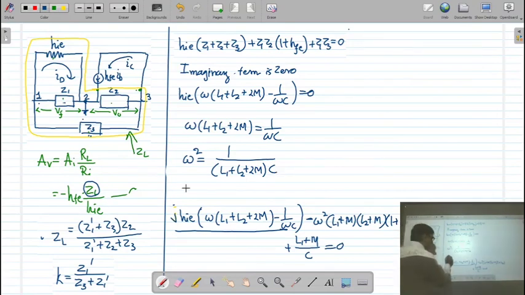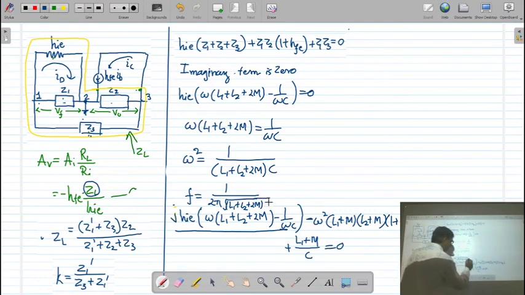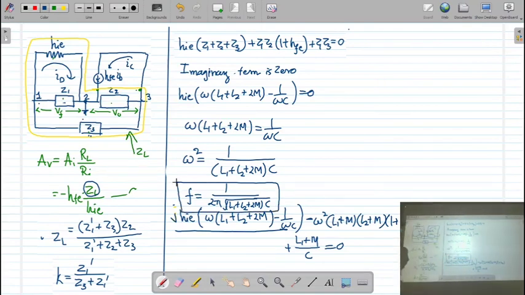Or we can say the frequency of oscillation f is equal to 1 upon 2 pi under root of (L1 plus L2 plus 2M) into C. So this is an important equation for the Hartley oscillator. The frequency of oscillation you can calculate by placing the values of L1, L2 and C.